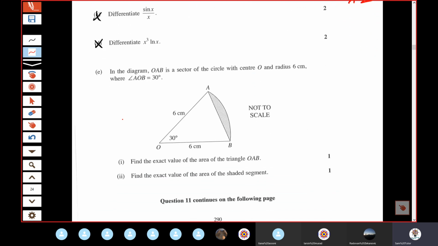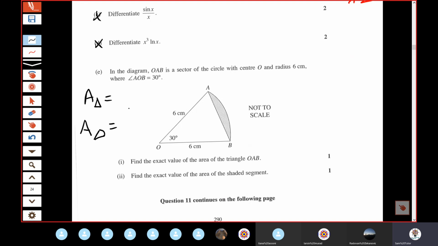E, part of trig. Find the exact value of the area of the shaded region in triangle OAB. You'll need area of a triangle and you need area of a sector. Area of a triangle, area of a sector.